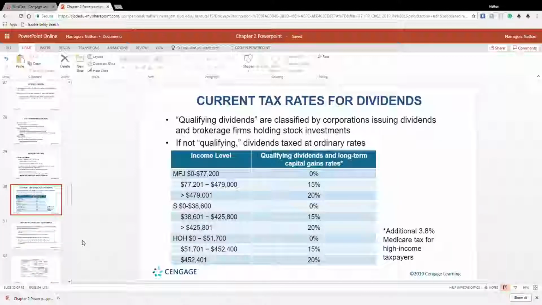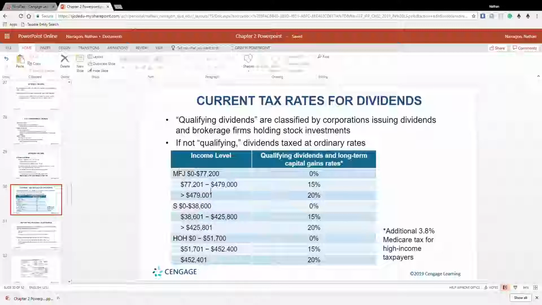So these are the current tax rates. Qualified dividends are basically classified by corporations issuing dividends and brokerage firms holding stock investments. If they're not considered qualified, dividends are taxed at ordinary rates. Again, we have to take the word from the corporations and the brokerage firms on qualified dividends. So here are the income levels. Qualified dividends and long-term capital gains rates are basically defined by these.